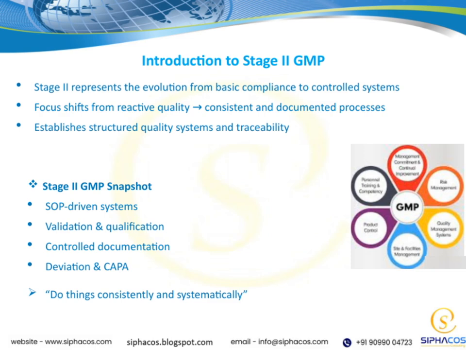Introduction to stage II GMP signals an important evolution. It moves us from reactive quality measures, fixing problems after they happen, to establishing stable, documented processes that ensure quality from the start. This stage helps us build structured quality systems and traceability, making it easier to track and verify every step. Overall, it's about creating a solid foundation for reliable, high-quality operations that support continued compliance and improvement.